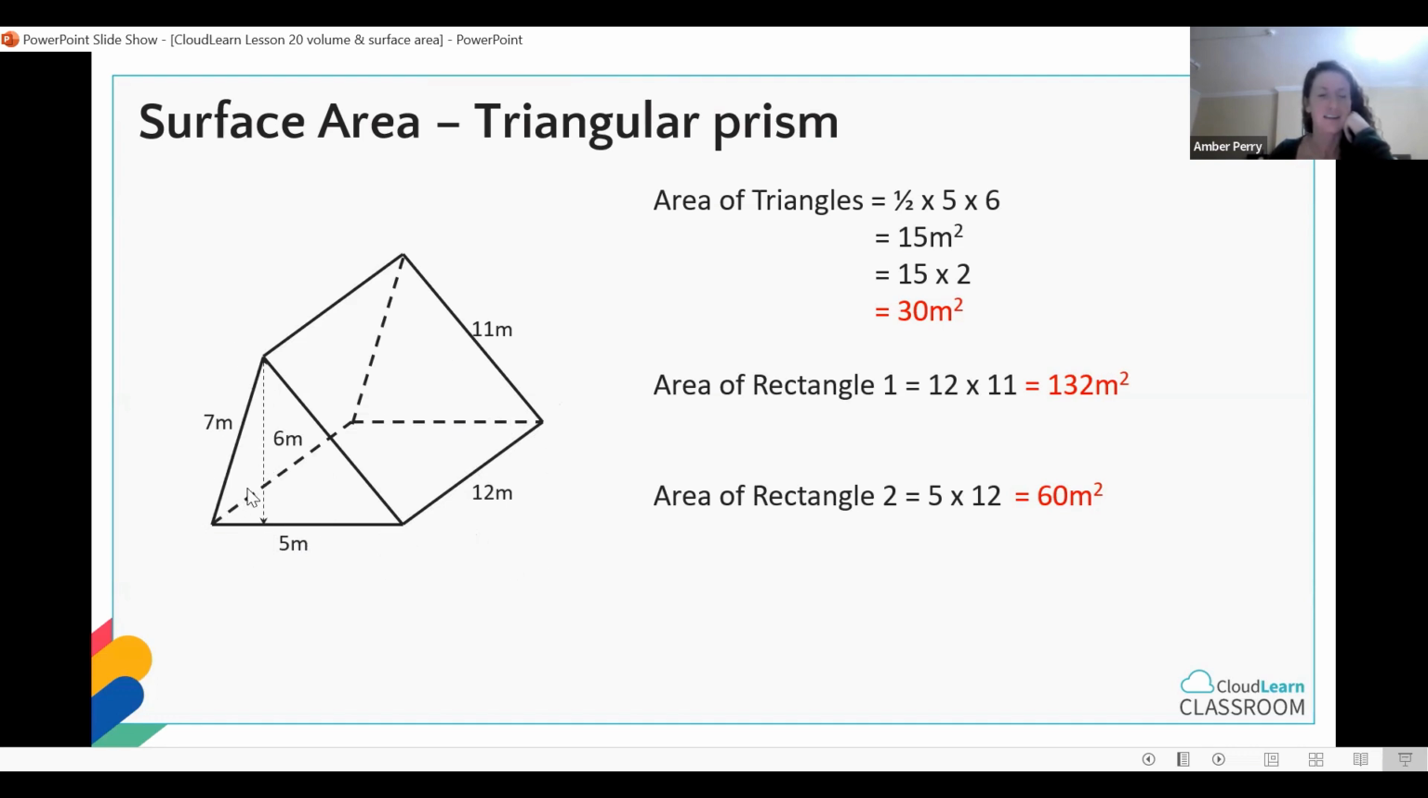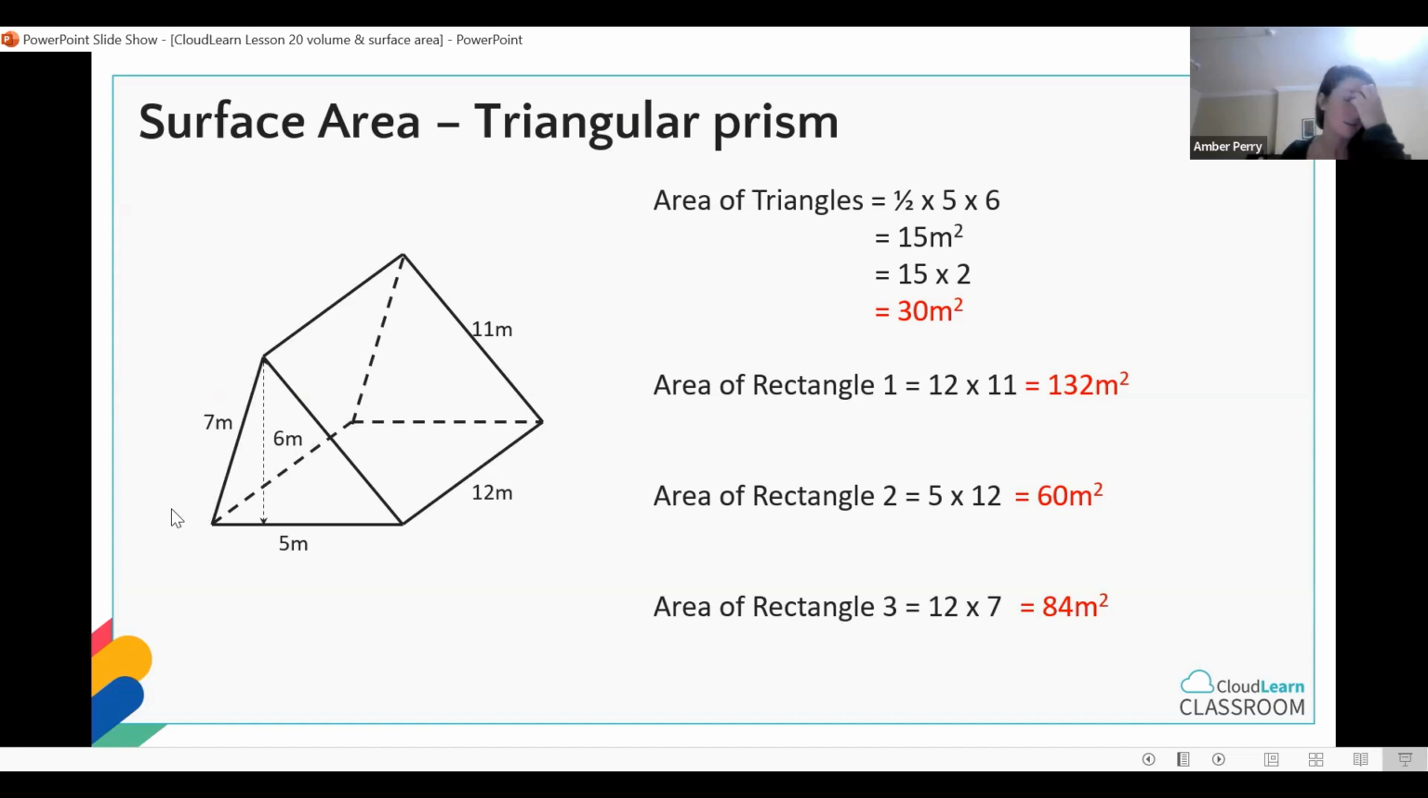And then finally, this kind of hidden rectangle at the back, that is, let me have a look. So it's this dotted line, which is the same as this. So it's 12 meters, and then multiplied by 7, this diagonal line here, okay? So that was 12 times 7, which is 84 meters squared.